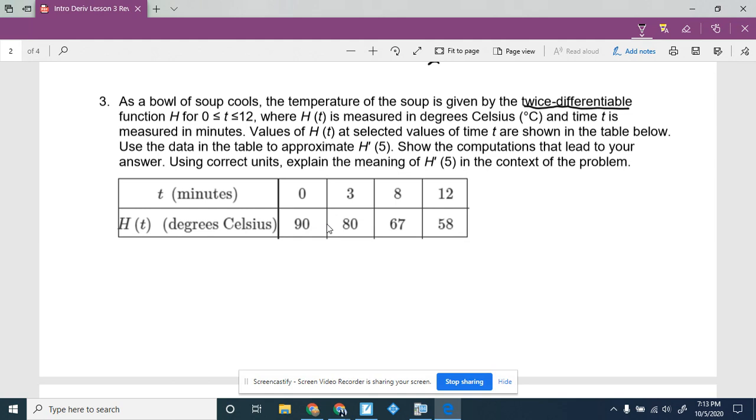It says where h of t is measured in degrees Celsius, which is nice because they told me that right here. If they didn't, I would come over here and be like, hey, that's measured in degrees Celsius. And time is measured in minutes. Same deal. They told me in the table, but if it didn't say that, I might put that down. It says values of h of t at selected values of time t are shown in the table below. Use the data in the table to approximate, here we go, h prime of 5.